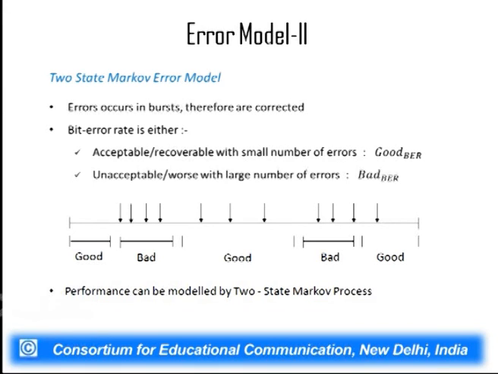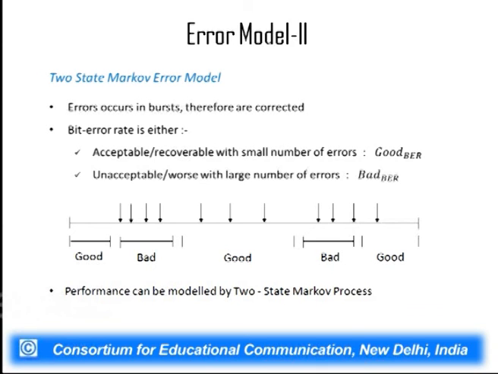Now let's see the second one, the two-state Markov error model. In this, we go by the convention that errors occur in bursts and have to be corrected, but this trend is very difficult to detect. What we can do with this model is define two states, a good and a bad state. The state defined by goodness is known as the good BER, the good bit error rate. Though there is some kind of error, somehow it's good.